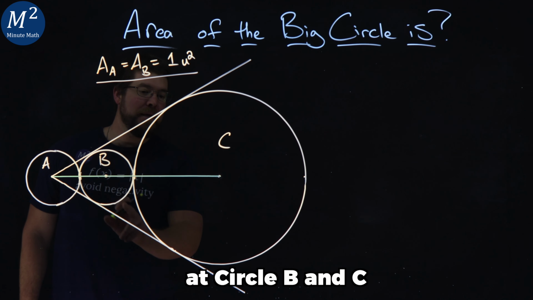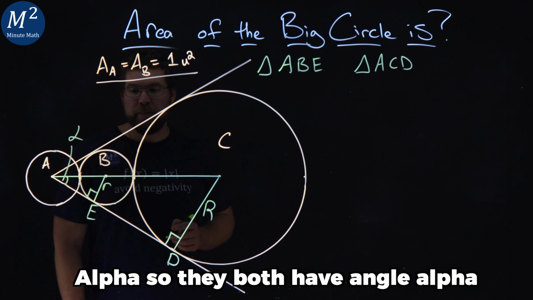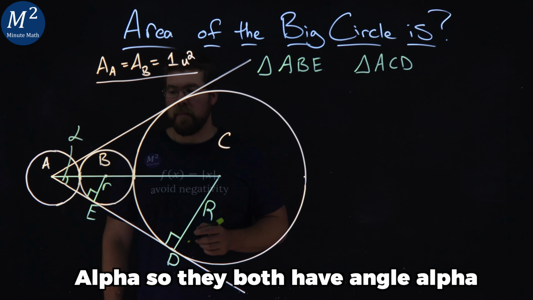Now, I also noticed one thing about our figure now. We have two triangles that were drawn here. We have triangle ABE and triangle ACD. We know they both have a right angle right here, and we know that both of them share the same angle CAD or CAE. That angle, let's call that alpha. So they both have angle alpha and a right angle in each one.